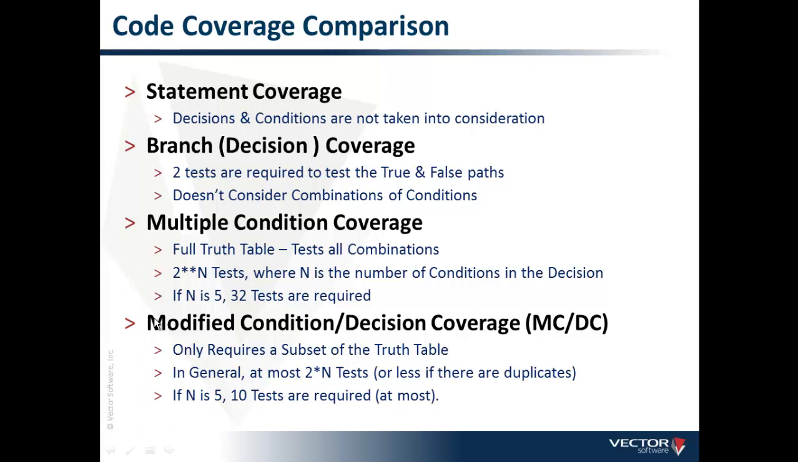Modified condition decision coverage, on the other hand, only requires a subset of the truth table, and it still accomplishes MCDC requirements. So in general, it would require at most 2 times n tests, or less if there are duplicates. So if n is 5, 10 tests would be required at most, compared to 32 tests in multiple condition coverage.